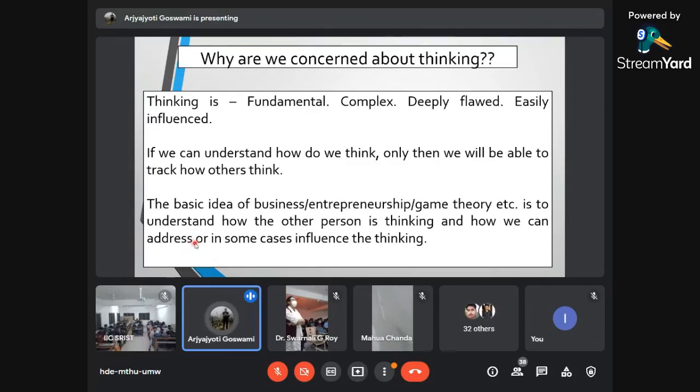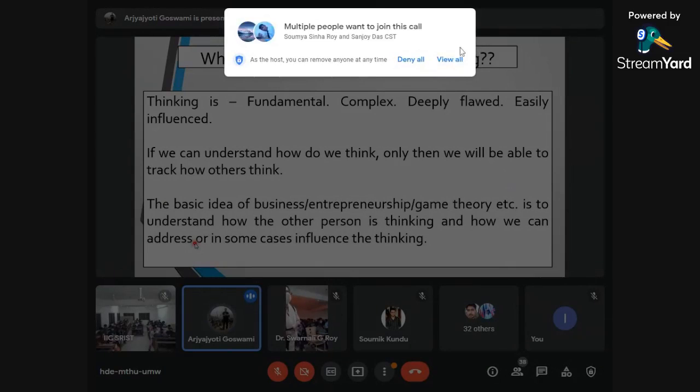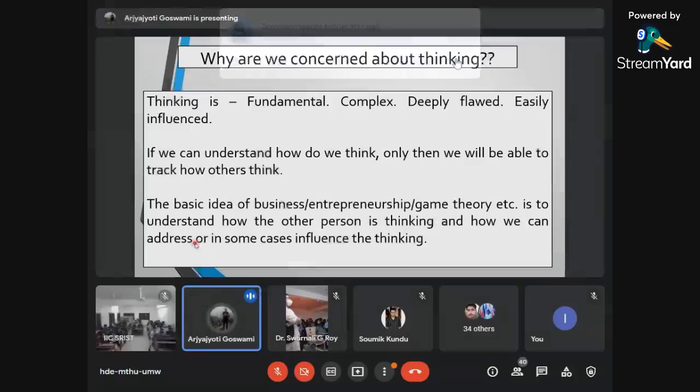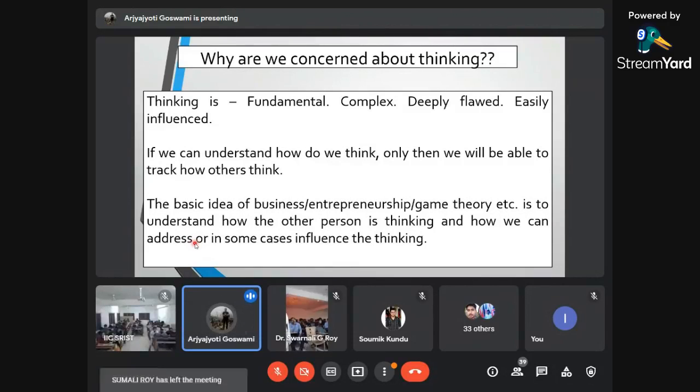Till this moment, you are not thinking about a pink elephant, right? You are thinking about a pink elephant the moment I mentioned the term pink elephant. Now you may not be able to get it out of your head, a pink elephant. So see, very easily thinking can be influenced. If you can understand how we think, only then we can keep track of how other people think. Most of our societal relationships, most of our business, most of our social communication is based on figuring out how the other person is thinking, right?